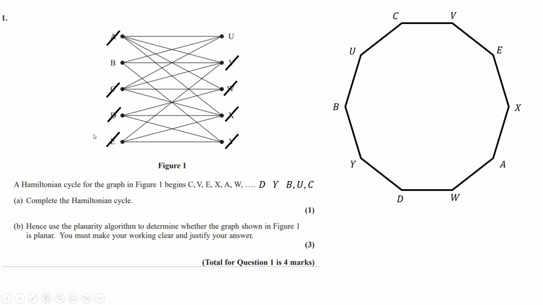Now, if we're doing the planarity algorithm, the best thing to do would be to redraw this using that cycle we just found, so C to V to X and so on. So I've drawn this shape out here that just goes round in that cycle. Now I'm missing a bunch of edges.